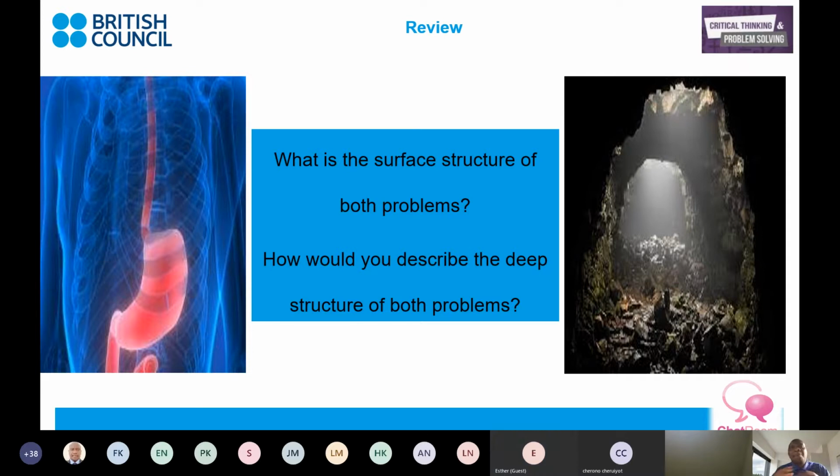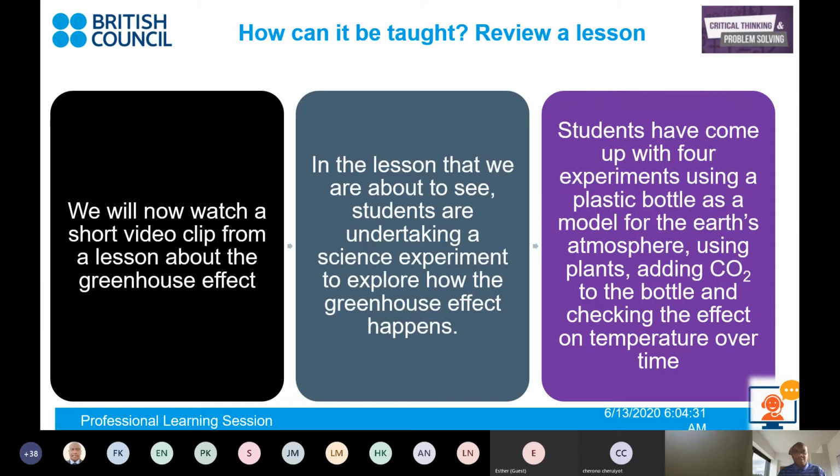So now we are preparing our learners to be problem solvers. We don't know how the future will look like. We saw that yesterday. Jobs are different. We don't even know what they'll be doing. And therefore, as we are thinking about this, we have to think, how can it be taught?